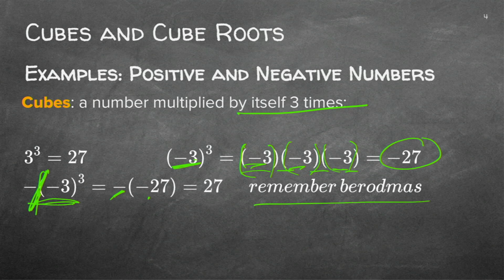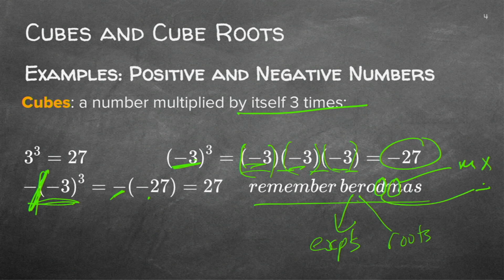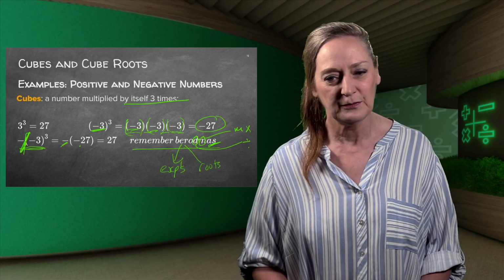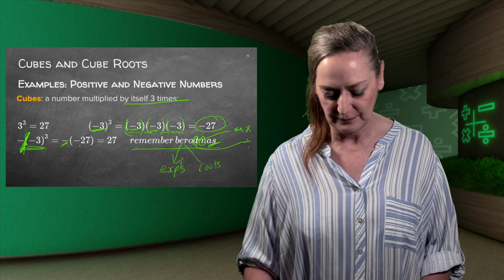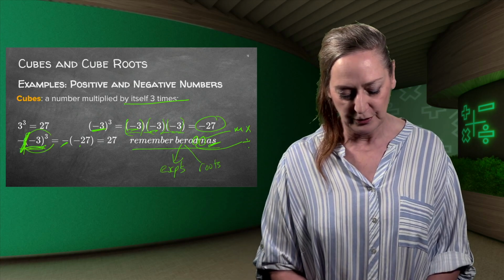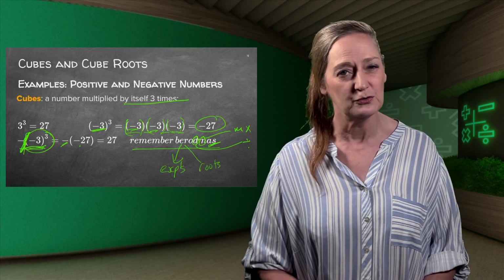And I want you to remember BODMAS. So in BODMAS, you are going to do your exponents and your roots first. Always first. Then later, after that step, you're going to do your multiplication and your division. And last, you do your plus and minus, your subtraction and addition. So remember here, we do the exponent first because of the rules of BODMAS.